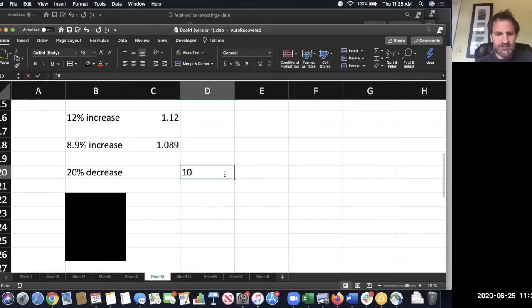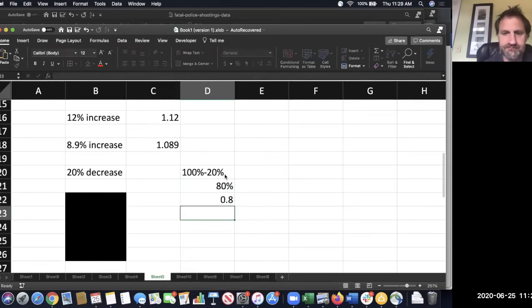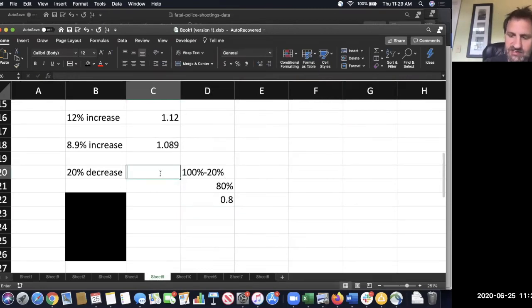Exactamundo. So we start with 100%, we subtract 20%, that gives us 80%, and then we change that to a decimal, which is 0.8 by dividing by 100, okay? So that's a 20% decrease. That's the multiplier for a 20% decrease. Okay, I'll leave that up.